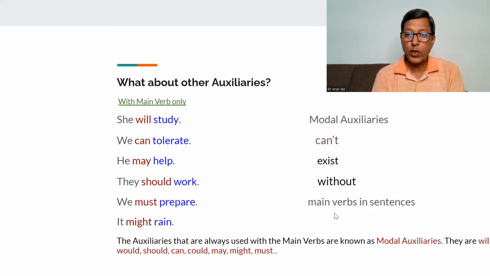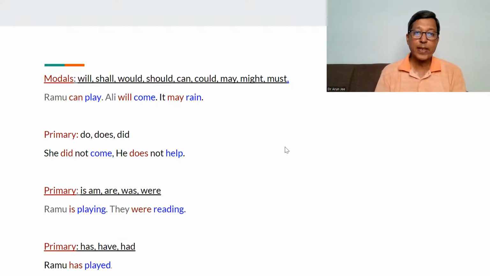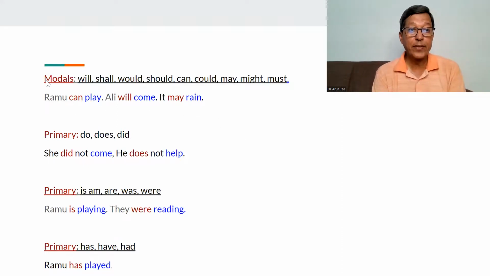Now, the 2 types we have studied, but what is the relationship between the auxiliaries and the main verbs? Which form of the main verb is used with which type of auxiliaries? Let's have a look. The modals, all of them, use the first form. Ramu can play, Ali will come, it may rain. All the main verbs are in the first form, the 0 form also we can say.